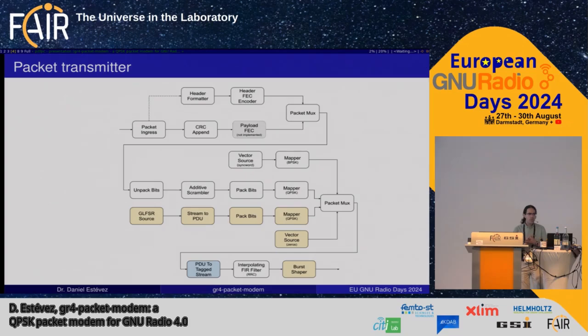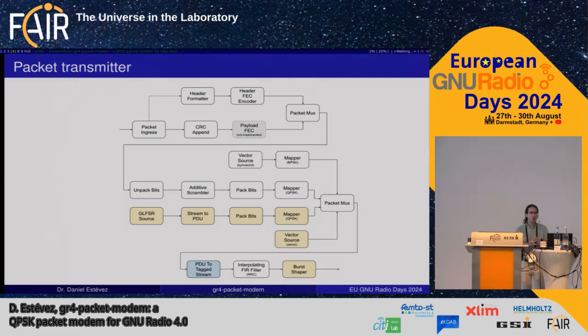This is the flow graph of the packet transmitter, and this is how you would see the flow graph in GNU Radio Companion if there would be currently GNU Radio Companion support for gr4. So everything in here is a block in the flow graph, and you have all the connections. This is actually how the flow graph is in C++. So I'm going to go through these very quickly.